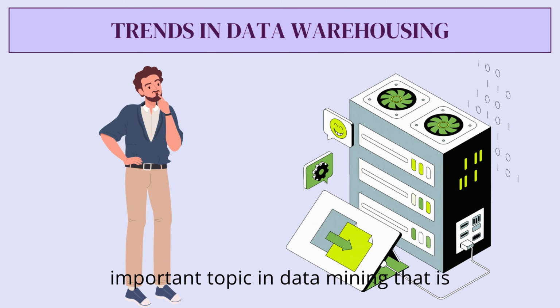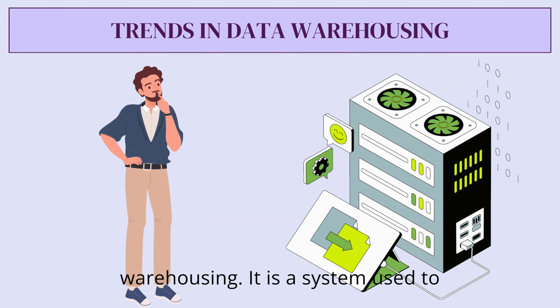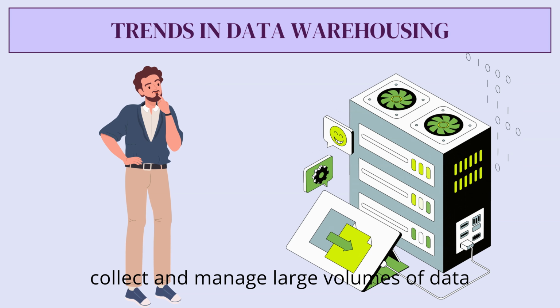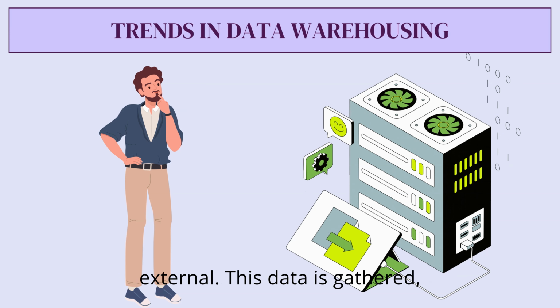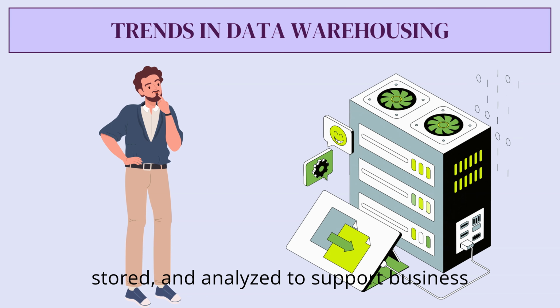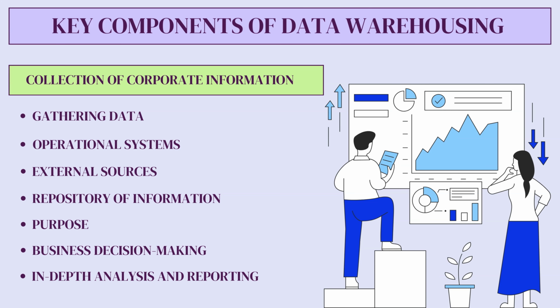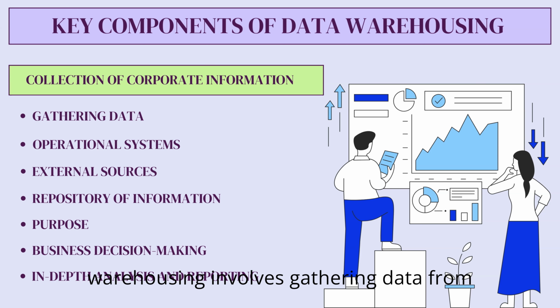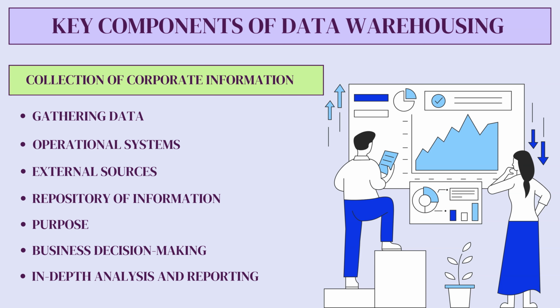Let us discuss one more important topic in data mining, that is trends in data warehousing, before going into depth. Let's revise data warehousing. It is a system used to collect and manage large volumes of data from various sources, both internal and external. This data is gathered, stored, and analyzed to support business decision-making. Let's see the key components of data warehousing. First, we will start with collection of corporate information. Data warehousing involves gathering data from different operational systems within the company as well as from external sources. This collection aims to create a comprehensive repository of information that can be used for analysis and reporting.